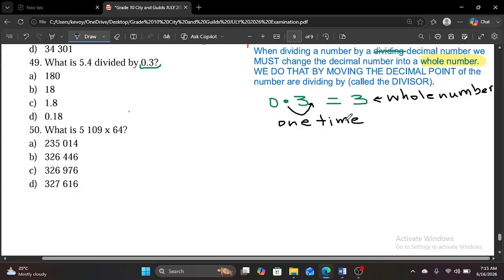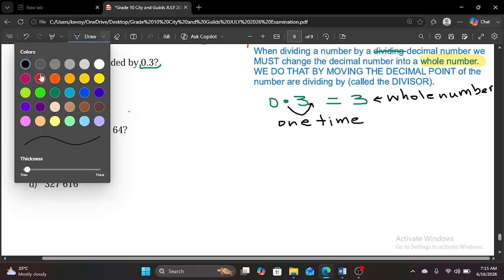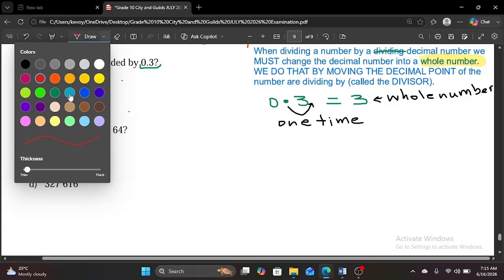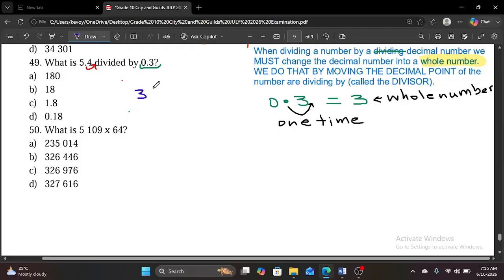Because we moved the point 1 time, we're going to do the same for the number we're dividing. So this 5.4 we're dividing, we have to move the decimal point 1 time as well. So we'll end up with 54 divided by 3. That's what happens when we divide by a decimal number.